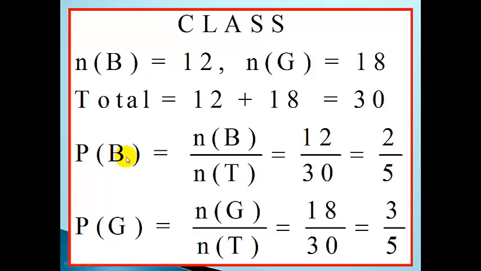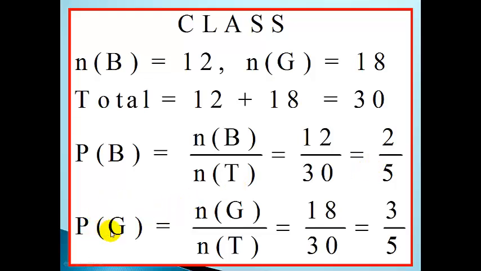Now the probability of B, that is the probability of boys in the class, will be equal to the number of boys divided by the total number of students in the class. The number of boys is equal to 12, divided by the total number, which is 30. That means the probability of the boys in the class will be equal to 12 over 30. And 6 goes into 12 2 times, and 6 goes into 30 5 times. So the probability of boys will be equal to 2 over 5.